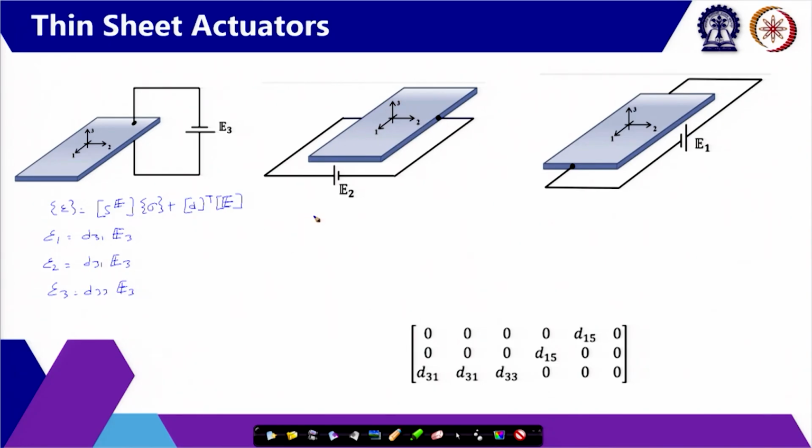Now, for this case again applying the same equation we get epsilon 2, epsilon 4, as we apply an electric field 3 here.